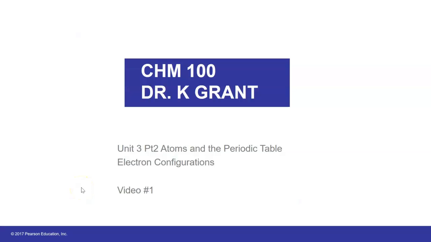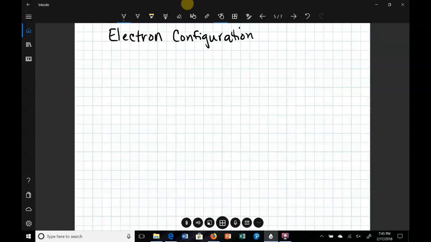This is the first video in the series for Unit 3, Part 2 PowerPoint lecture notes covering electron configurations. When we think of electron configuration, we're talking about an atom. And everything we're talking about in chemistry, we're thinking of a system. And for any system to work, it needs to be energy efficient. And what do I mean by that?